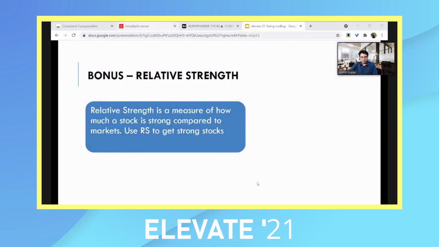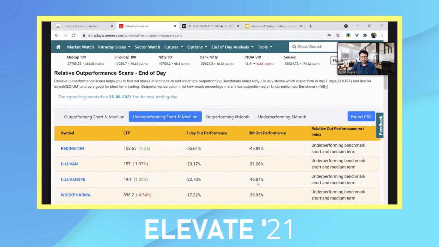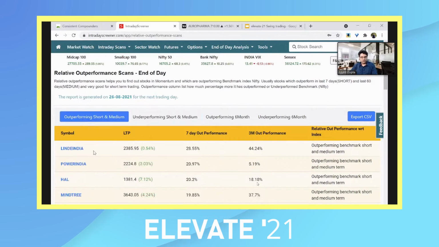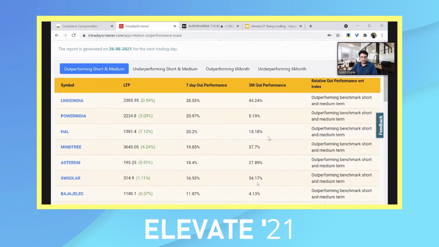And one bonus: you can always use relative strength to find stocks which are actually showing good strength. You can use intradayscreener.com, and you can also check relative outperformers to find stocks which are pulling back. These are stocks which are pulling back from the moving average because they are basically outperforming in the short and medium term. For example, in India, you can see that the stock is outperforming. In the last 7 days, it has given like 20% return. In the last 3 months also, it is giving outperformance.